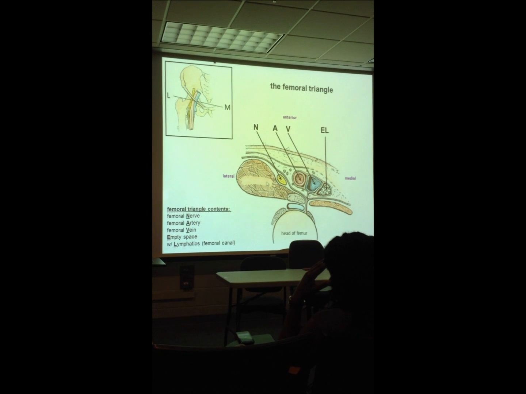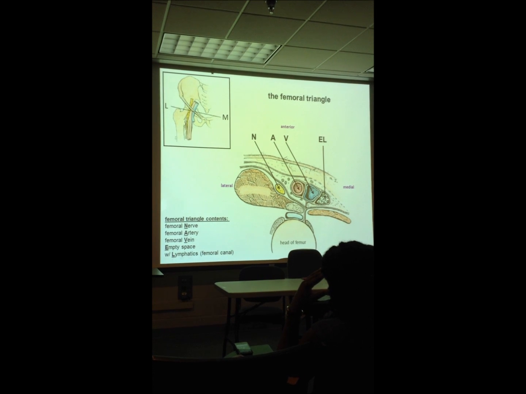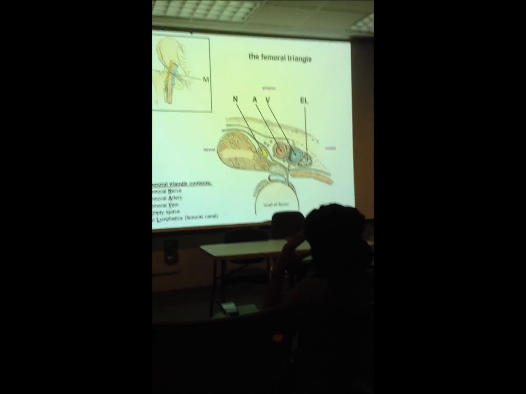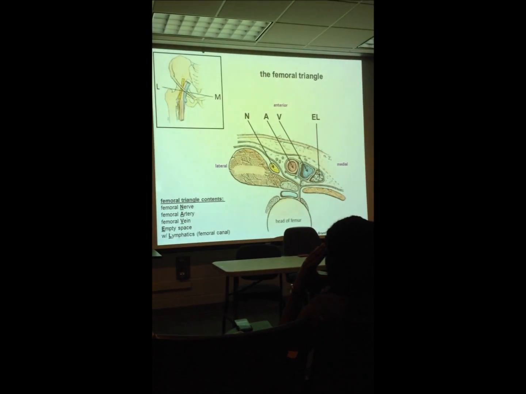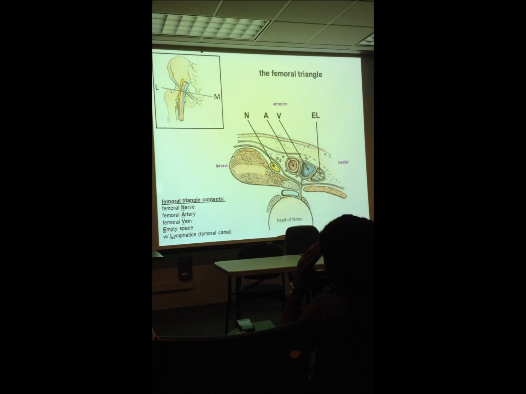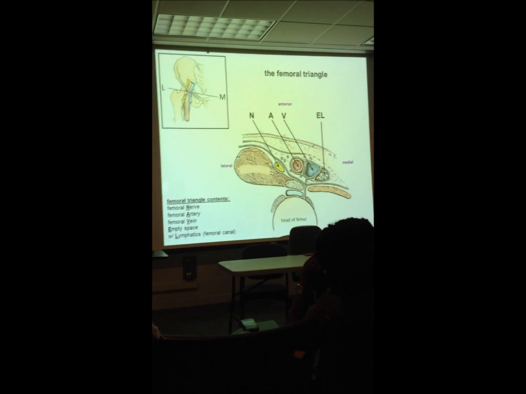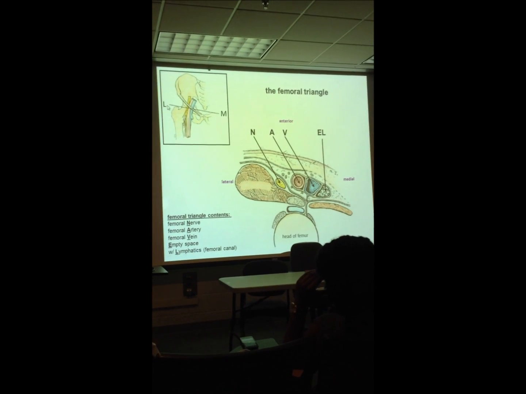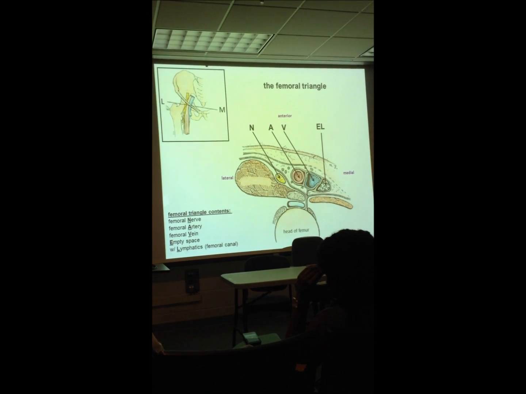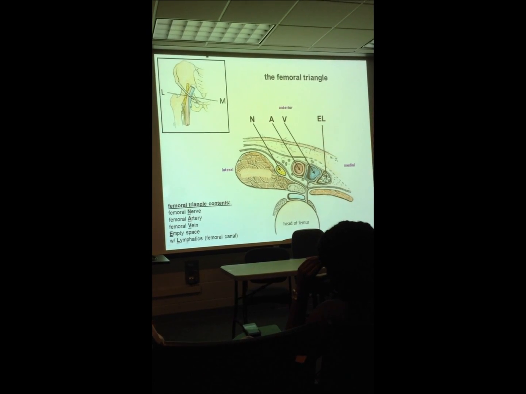Slide 5. This is NAVEL. Standard thing that you have at least a vague recollection of. That stands for femoral nerve, femoral artery, femoral vein, empty space for lymphatics. What's important is that you realize which direction we're going when we do NAVEL: lateral to medial. That's what the L stands for. We're starting lateral and going medial. So the order from lateral to medial is femoral nerve, femoral artery, femoral vein, empty space for lymphatics.